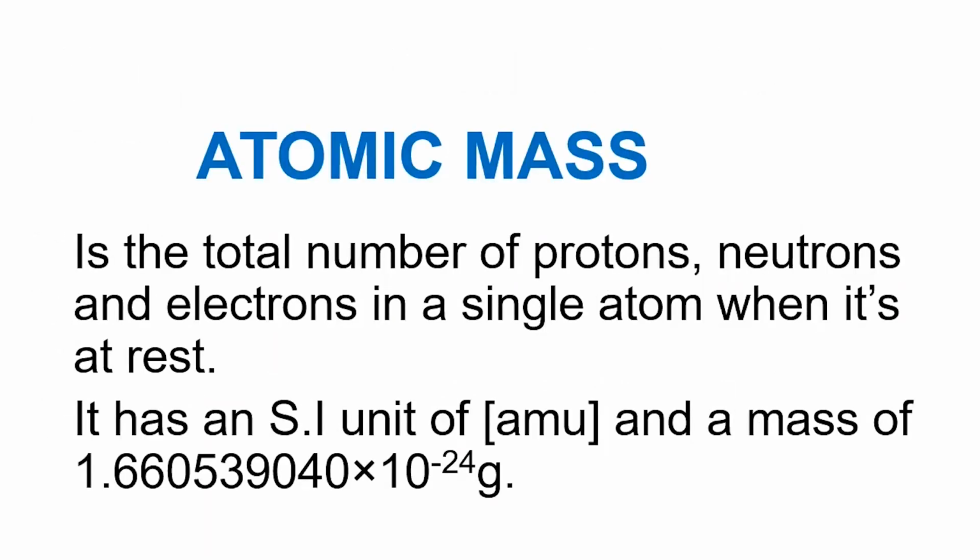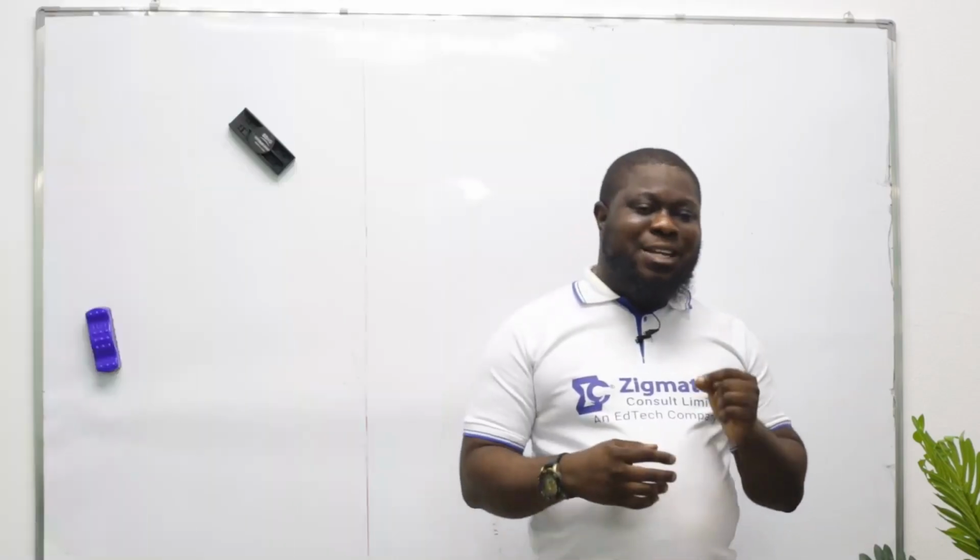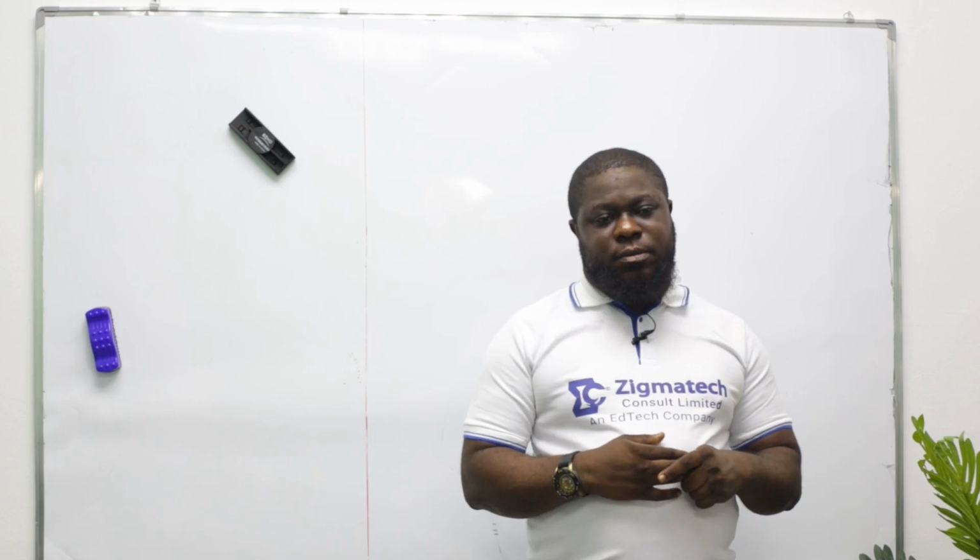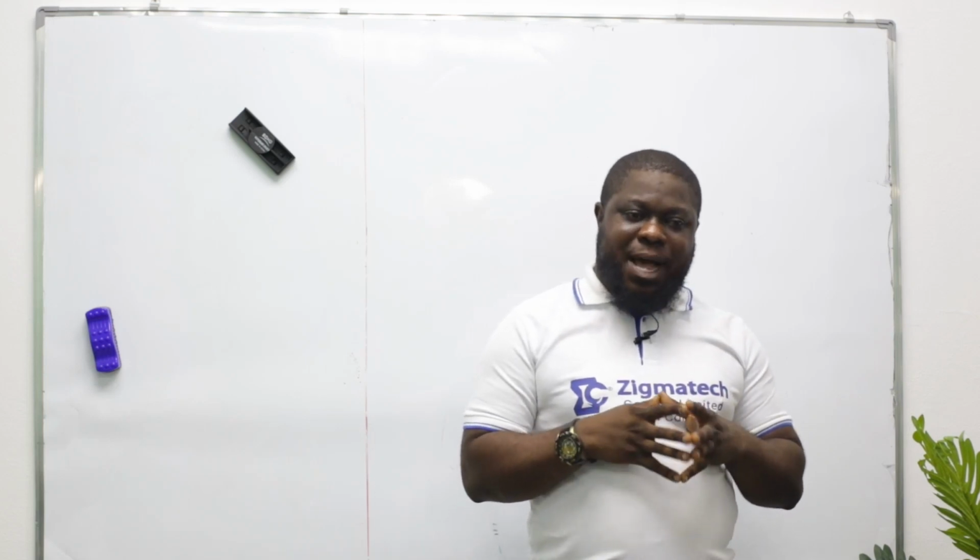Atomic mass is the total number of protons, neutrons, and electrons in a single atom when it's at rest. It has an SI unit of AMU. AMU means atomic mass unit, and a mass of 1.660539040 times 10 to the power negative 24 grams. This is the mass of an atom. Why? Because the atoms are very small. They are very small, so this is their mass.